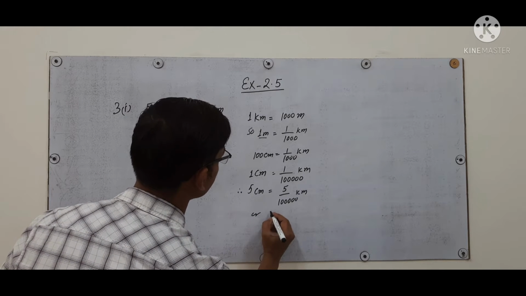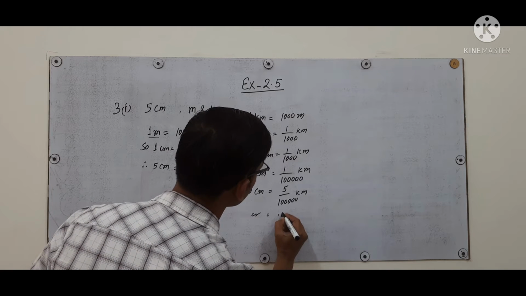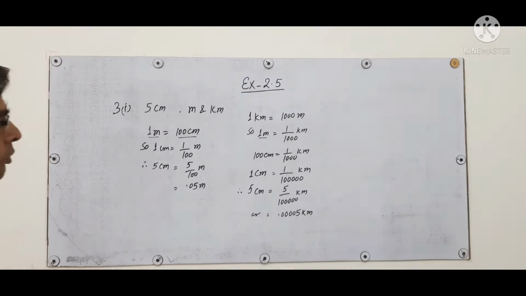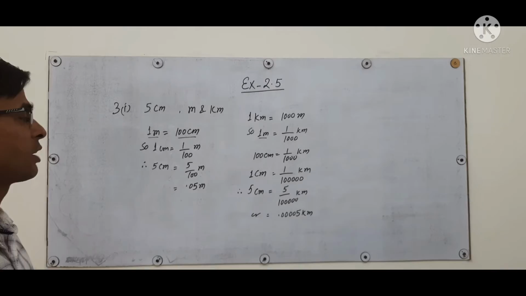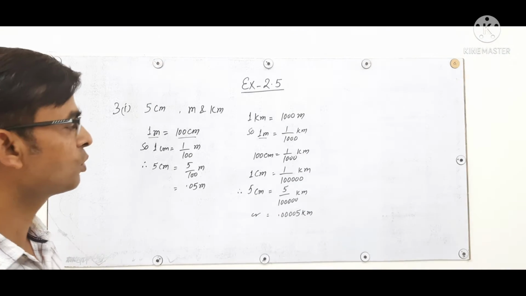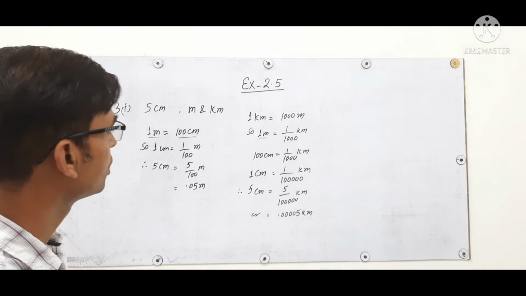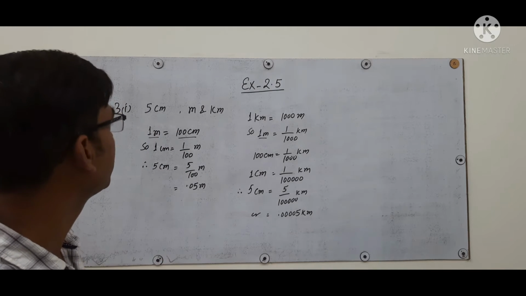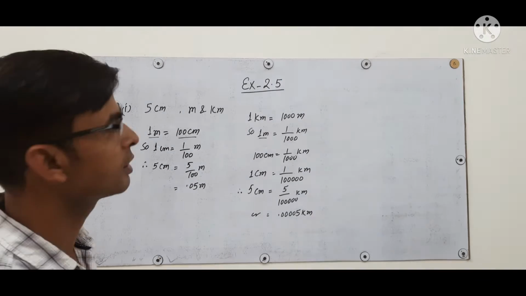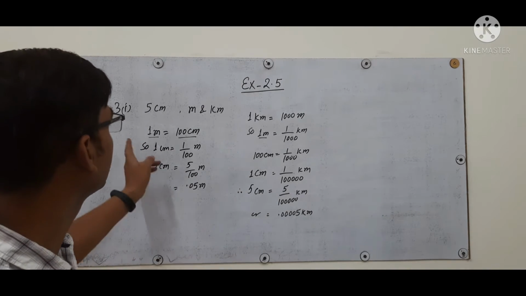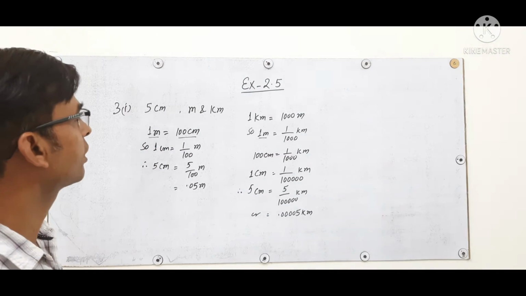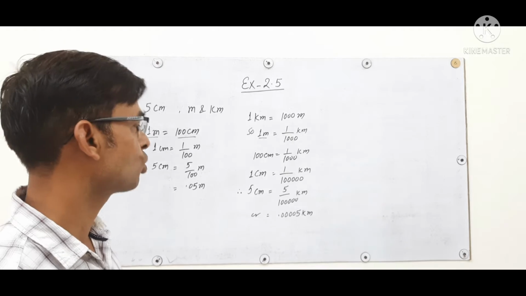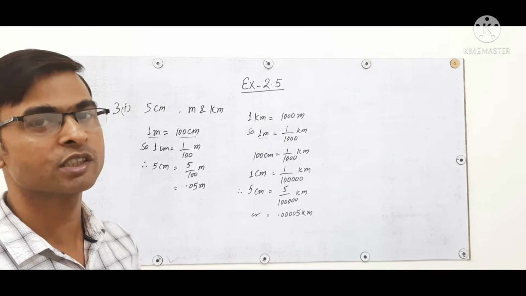or we can write it as 0.00005 kilometers. So 5 centimeters can be written as 0.00005 kilometers. It is a concept based question, and if we have to find how many kilometers are in meters or how many kilometers will be in centimeters, then we have to put 1 meter equal to 100 centimeters and 1 kilometer equal to 1000 meters, and in this way we can easily solve it. This is a little bit tough question, so you can note it here.